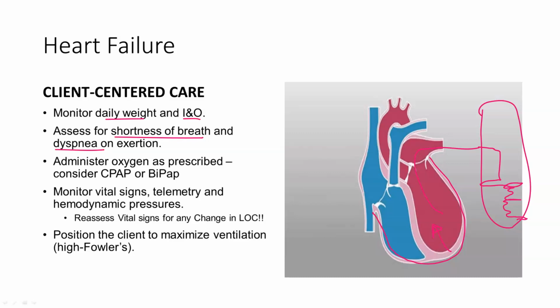We're going to listen to lung sounds, assess for shortness of breath, look for dyspnea on exertion, administer oxygen as prescribed. You can just do nasal cannula, you can do CPAP, BiPAP, you can do high humidity, you can do an oximeter. It just depends on the client. We know that we want to do frequent vital signs, looking at their hemodynamic pressures, because you can end up in a cardiogenic shock or a hypovolemic shock if we're not treating this client correctly. And our first probably thing is just to raise the head of the bed, right?